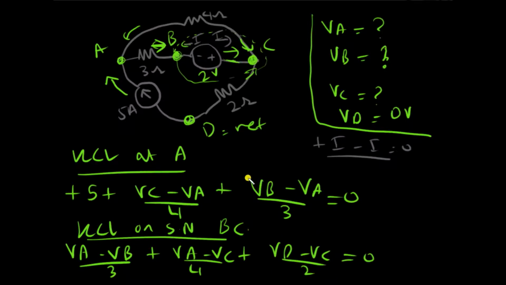So these are the two equations. All I did was write all the currents coming into B and C except for this one branch. I just omitted it. So this brings out these two equations.